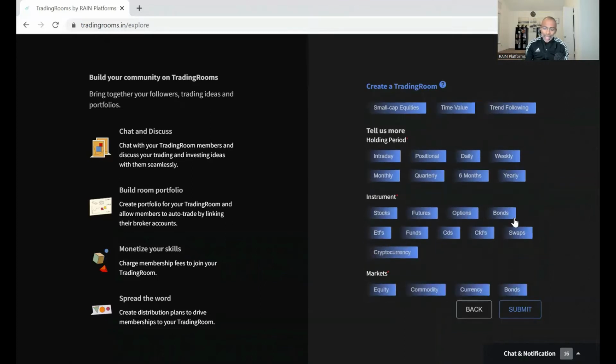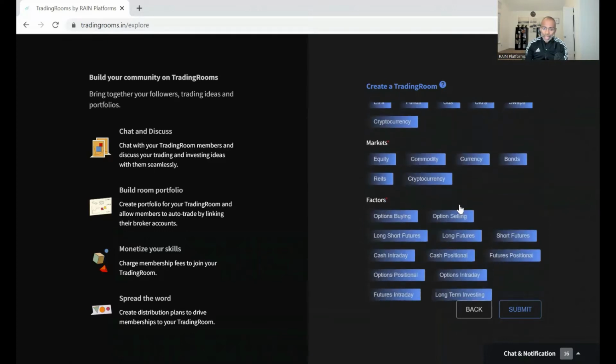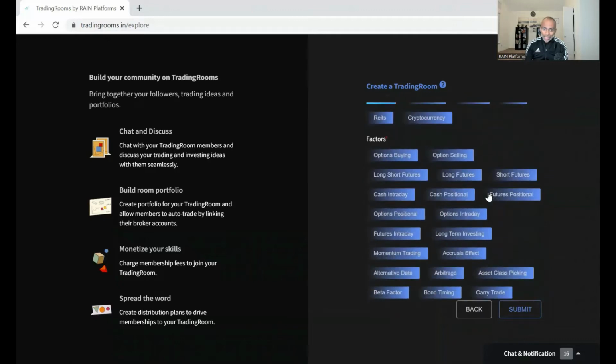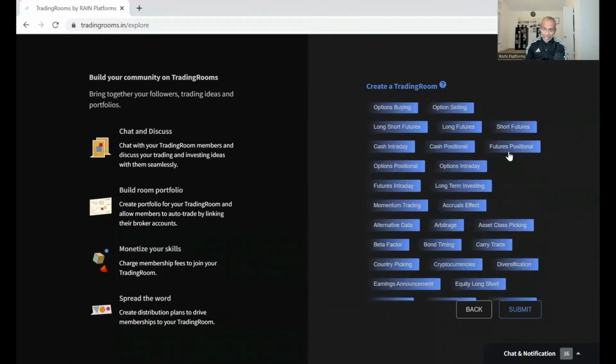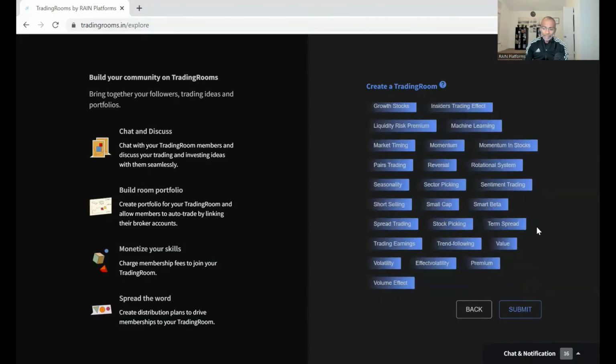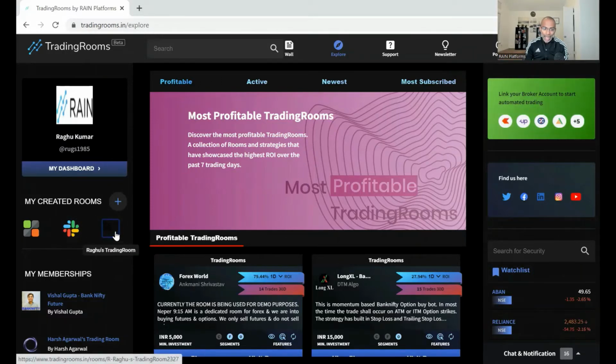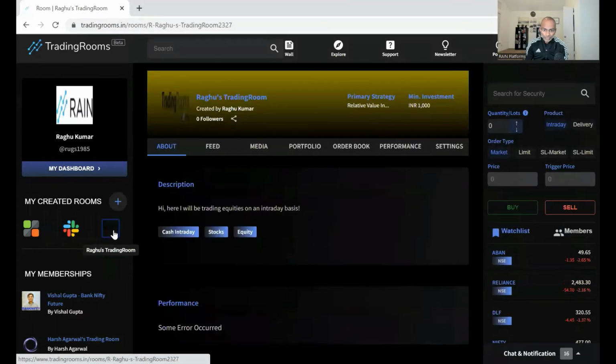Okay. And if I had to pick a secondary tag of some sort, I'm going to say relative value. Okay. And the holding period, if you remember, I was saying intraday earlier. And finally, I'm going to be trading stocks, and the markets will be equity. And as far as factors are concerned, let's assume it's cash intraday. And I click on submit. My room is now created. So you can see here that my room has been created, and I can go ahead and access my rooms. So I'm going to click on Raghu's trading room, and this is the room that I've created.